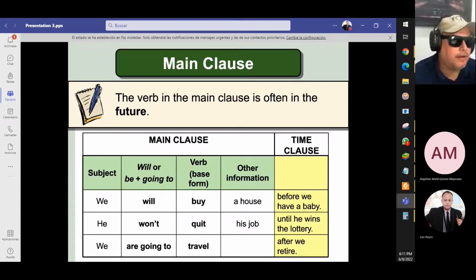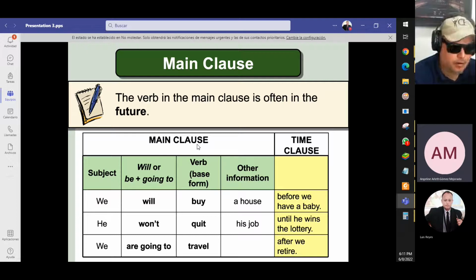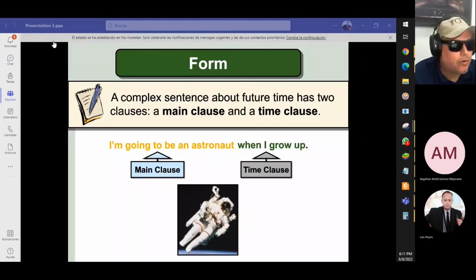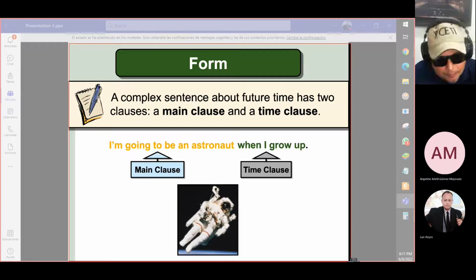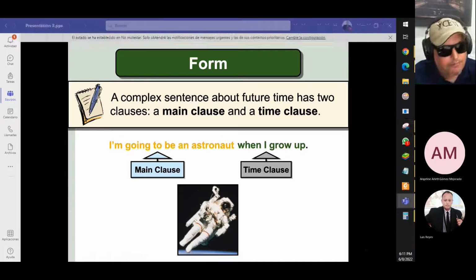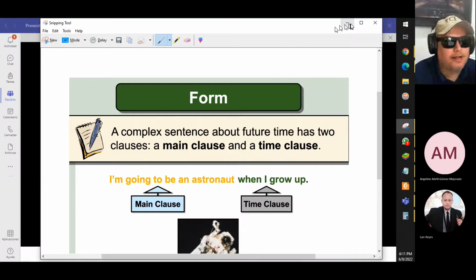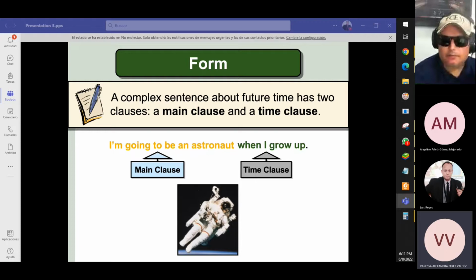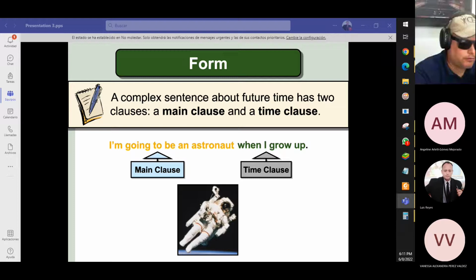No questions? Okay. Now, the verb in the main clause. ¿Qué significa, teacher? Perdón, main. Main is principal, y cláusula es como frase o combinación de palabras, ¿verdad? Múltiples palabras, una frase. Entonces tenemos una frase principal, main, y tenemos una cláusula principal que viene siendo el main clause, y tenemos una cláusula de tiempo que viene siendo el time clause.